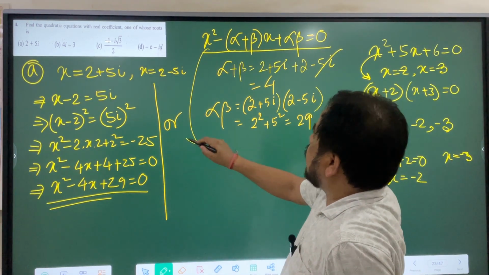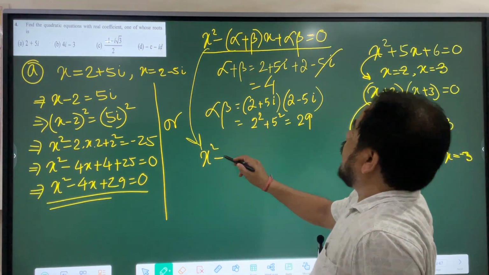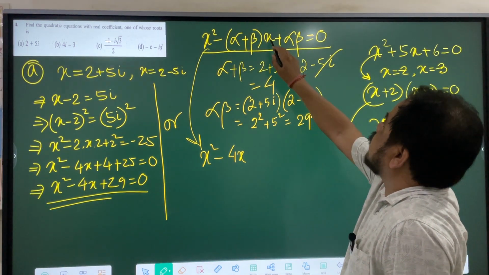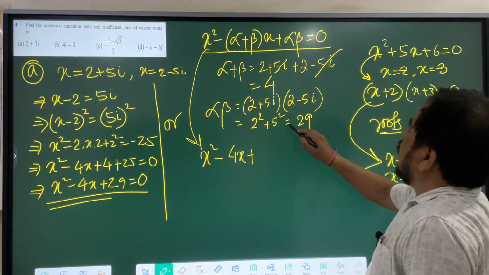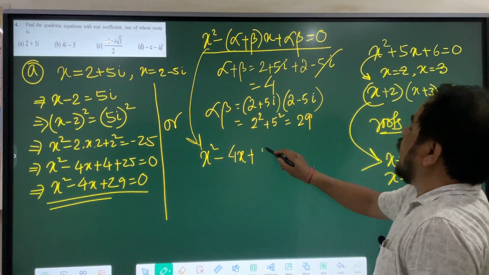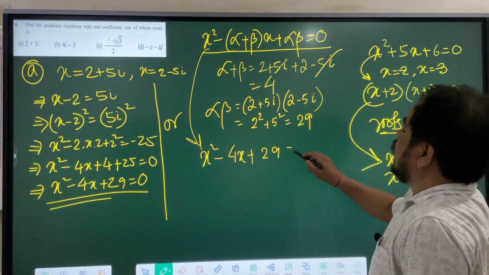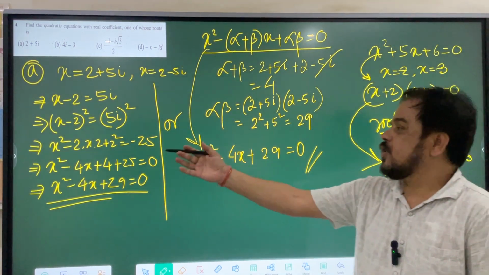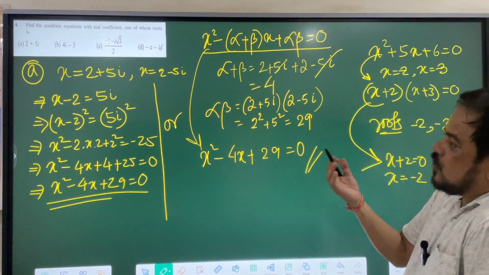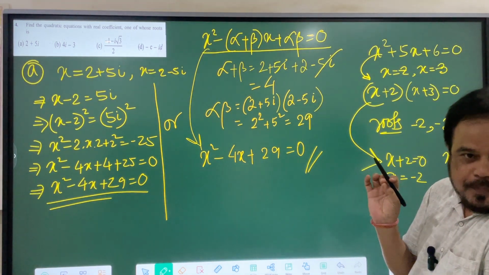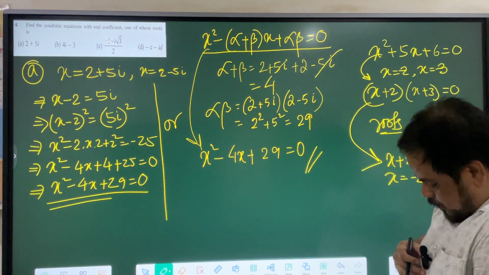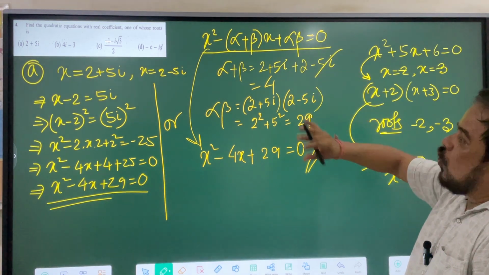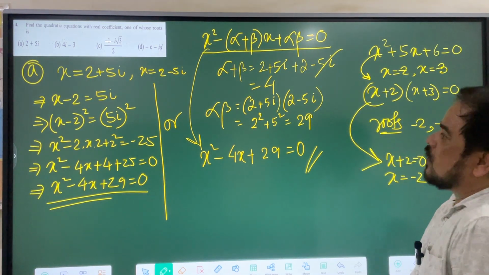Now this one will be repeated. X square minus alpha plus beta, how much we have got? 4. So minus 4x plus alpha into beta, how much we have got? 29. This one, 29 equals to 0. So now this way also you can do. Same thing you will get. Either this process or this process, as you wish. But you should know both. Because if you learn both, then only you can later on do all the activities related to this quadratic equation.